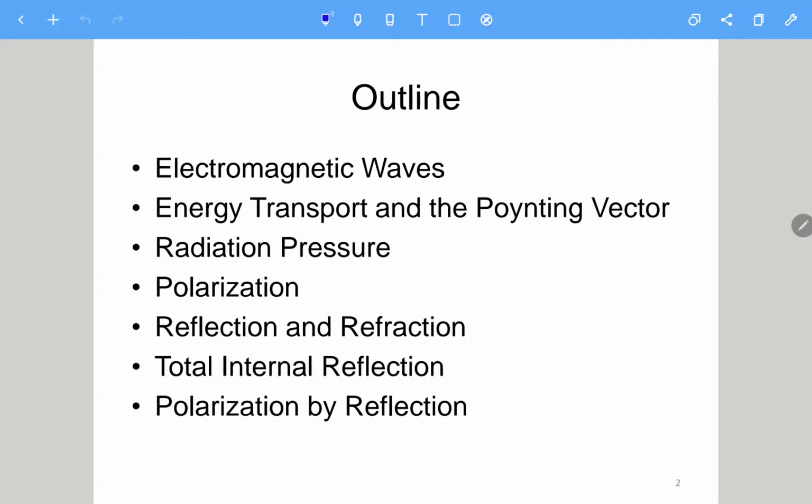Okay, so this is the outline of chapter 33. We will first introduce what an electromagnetic wave is, and then I will also talk about the energy transfer and the Poynting vector.